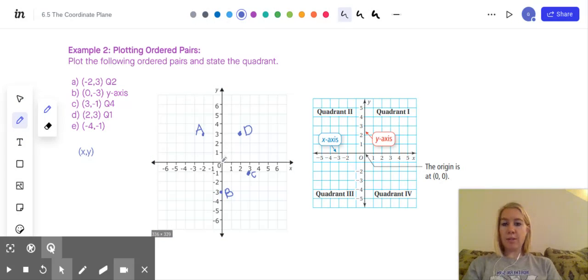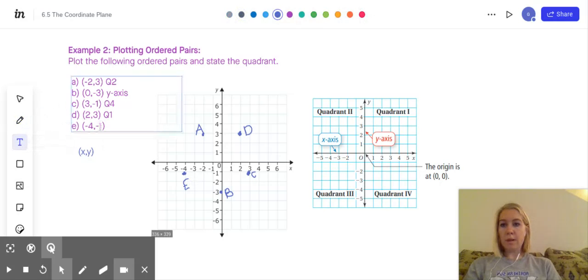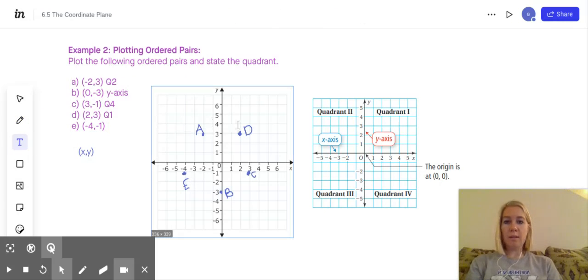Okay, now let's plot coordinate E. Again, starting at 0, 0, -4. So that means we need to go 4 to the left. 1, 2, 3, 4. And then -1. So that means we need to go down 1. And this is E. Okay, now what quadrant is it in? Not in 1, not in 2. It's in quadrant 3, so Q3.